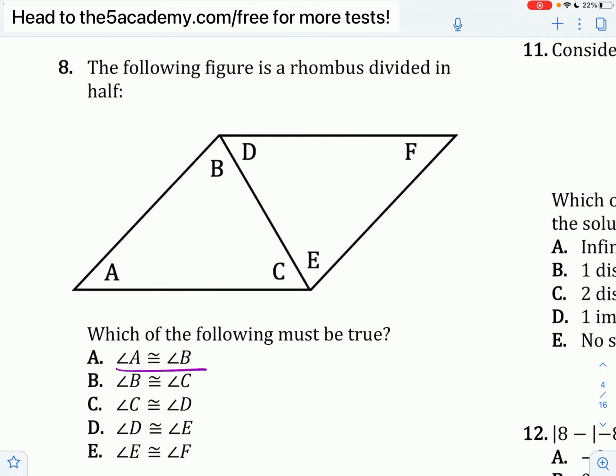But think about another rhombus that might be a little more extreme. So let's say I have one that looks like this. Okay, very extreme. And that means that this is going to be angle B, this is going to be angle A. Clearly, angle A is much smaller than B. Okay, so that can't be true.